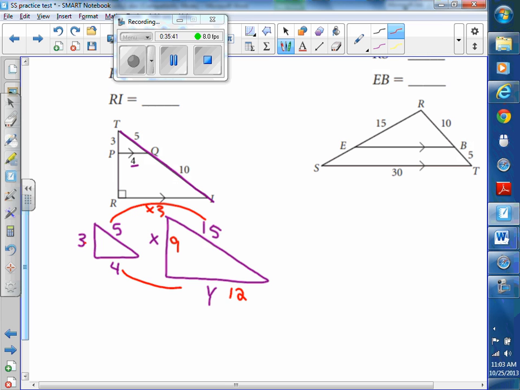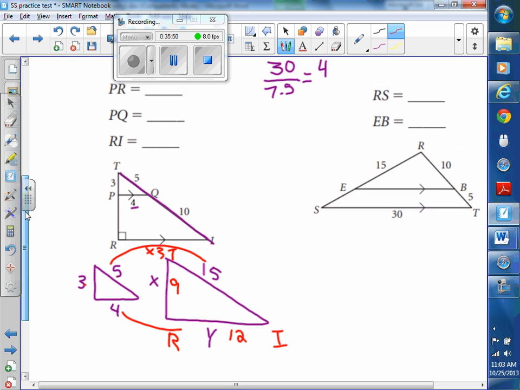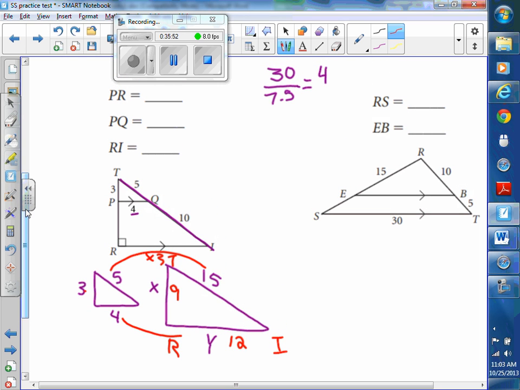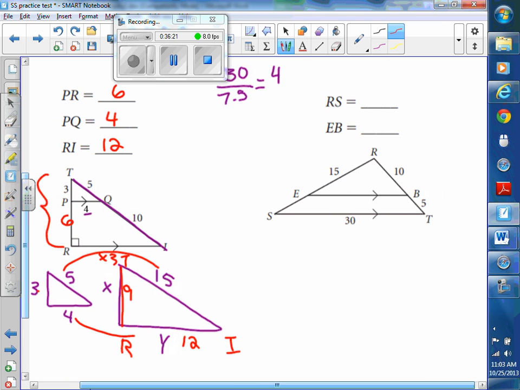Now in my big triangle, this is R, P, and T. I have those letters, right? So I know that the whole thing is how much? Right here, 9. So PR must be 6. And I gave you guys the 4. And RI is 12. That make sense? Okay. Last one.